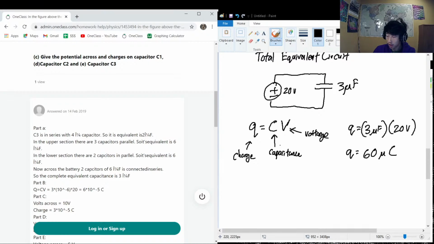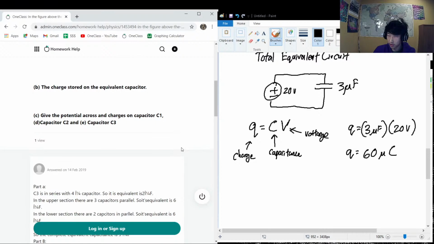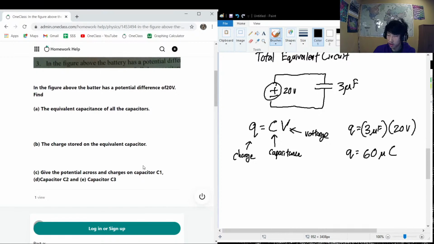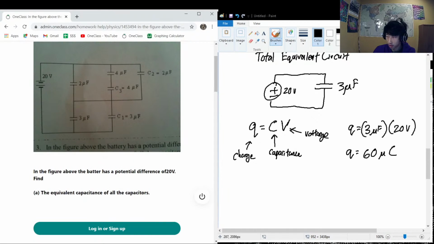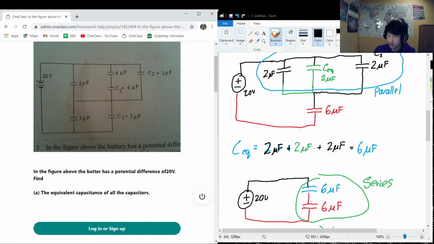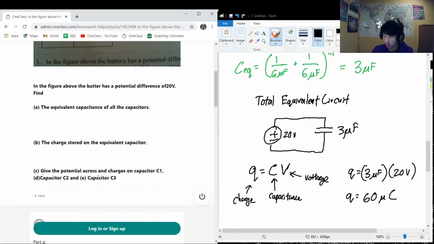Now that we know we have 60 microcoulombs, we want to find the potential and charges across capacitors 1, 2, and 3. We actually want to go in reverse to see the charges, because Q equals CV is the big equation that we want to focus on to find all of these charges and voltages across the capacitors. Potential is another way of saying voltage.